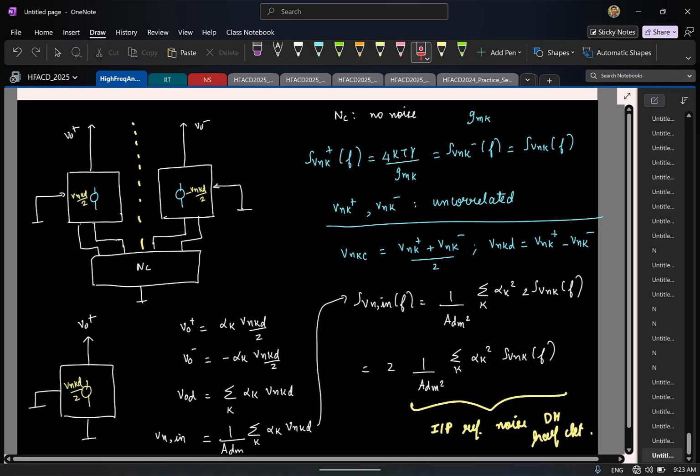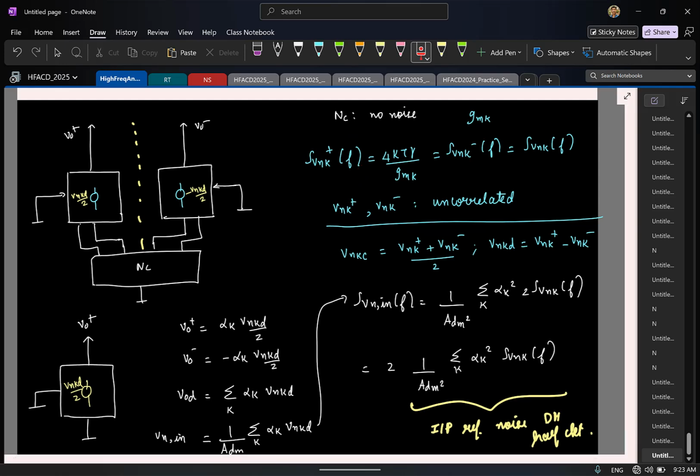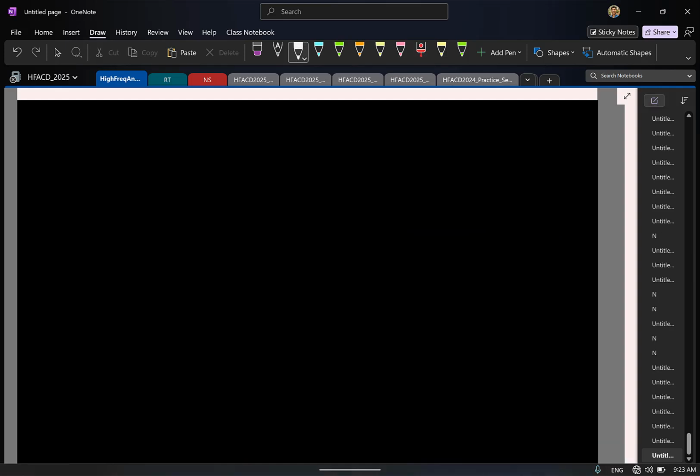This is the power spectral density of the noise source in one half circuit, and then you find the transfer function of that noise source to the output, that is alpha k, and then divide by the differential mode gain square, right? So the final result is this. It's pretty simple.